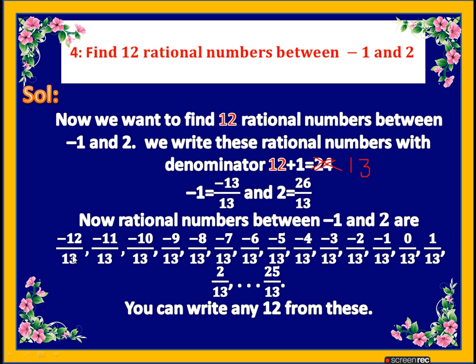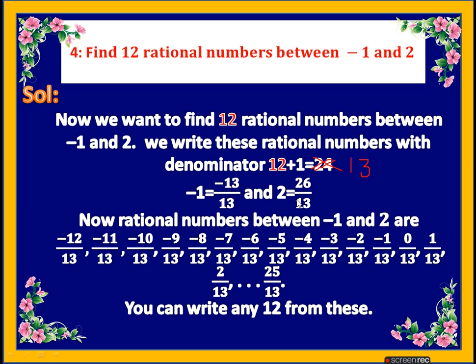So those are -12 by 13, -11 by 13, -10 by 13, -9 by 13, -8 by 13, -7 by 13, -6 by 13, -5 by 13, -4 by 13, -3 by 13, -2 by 13, -1 by 13, 0 by 13, 1 by 13, 2 by 13, 3 by 13, 4 by 13, etc., up to 25 by 13. You can write any 12 from these. So many numbers are there. You can write 12 rational numbers between -1 and 2.